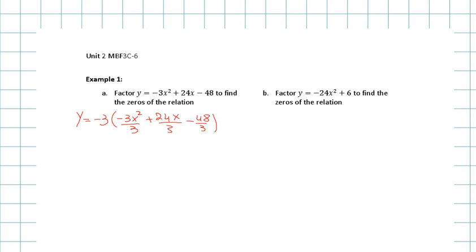So I'm dividing by negative 3, sorry. So it's gonna be x squared. What's 24x divided by negative 3? Negative 8x. What's negative 48 divided by negative 3? Positive 16, right? No, 16.